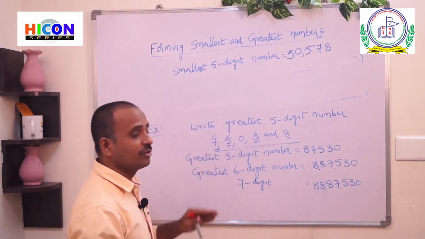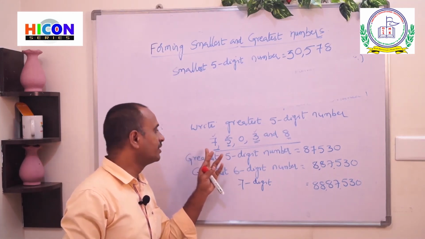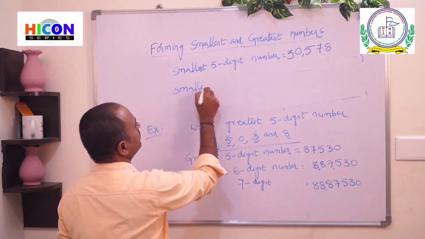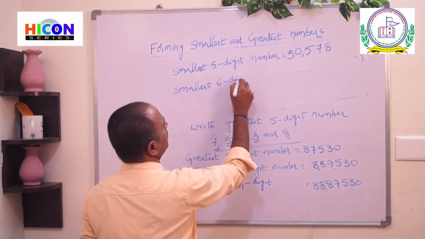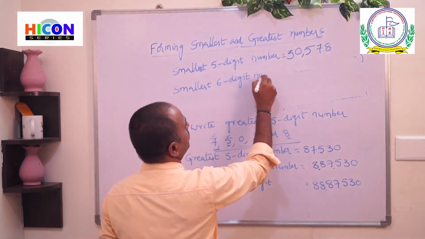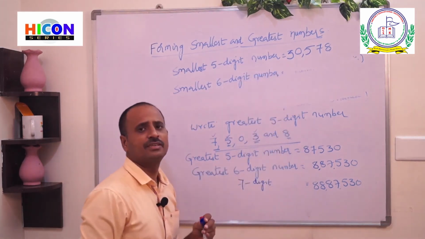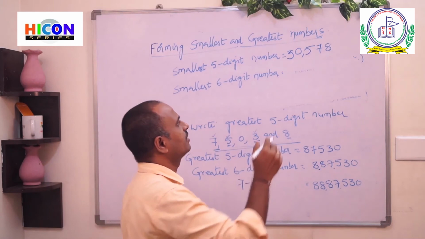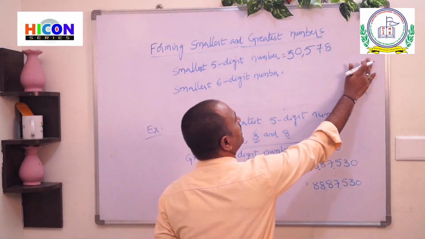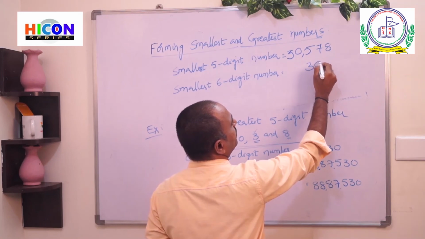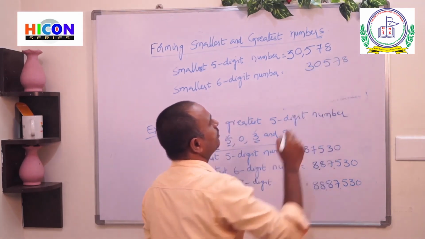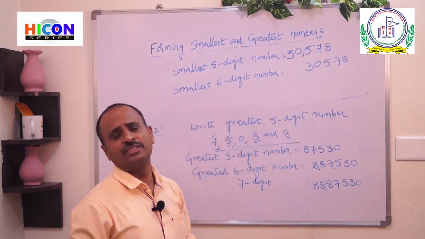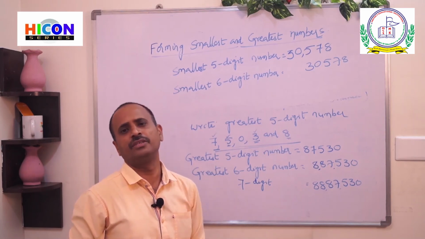We can also form a 6-digit number with these 5 digits. How can we write the smallest 6-digit number? First arrange the given 5 digits in ascending order. We will get 30578. But this number has only 5 digits, and we require 6 digits. That means we require one more digit.